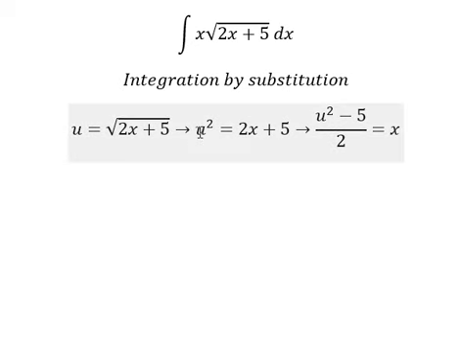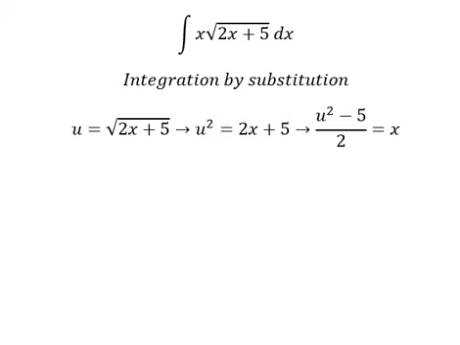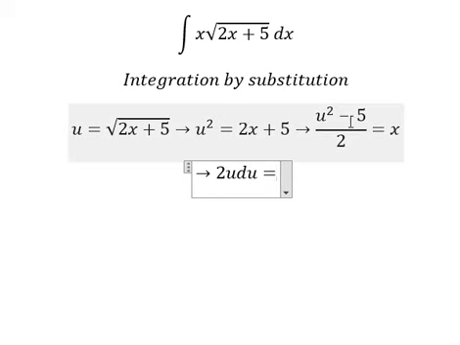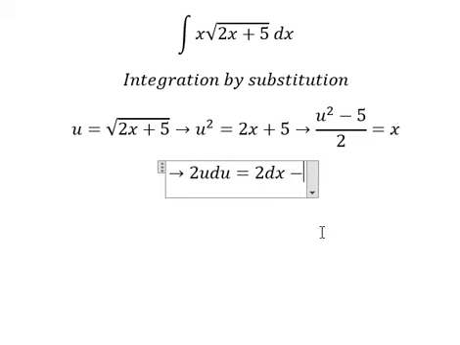Next, we need to first take the derivative of both sides of this one. So we have 2u du. This one we have number 1. This one is the constant, so you get number 0. Later we divide both sides by number 2.